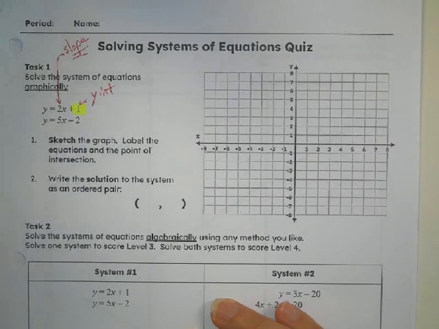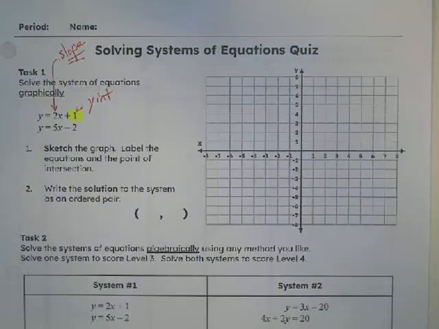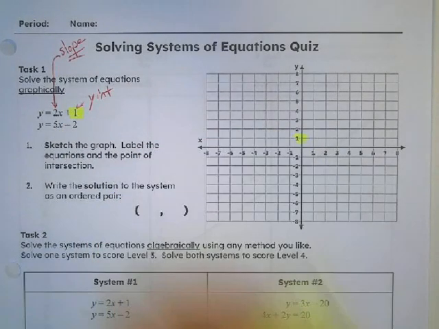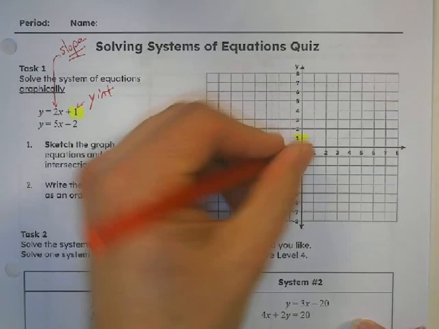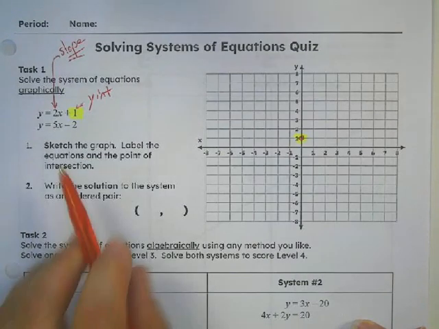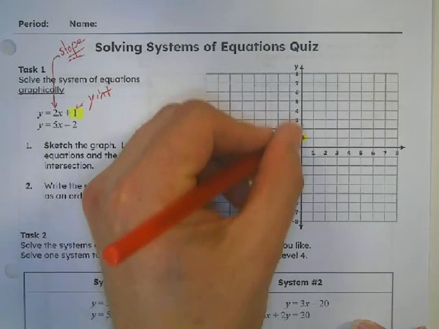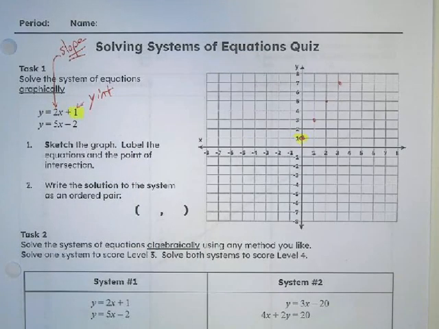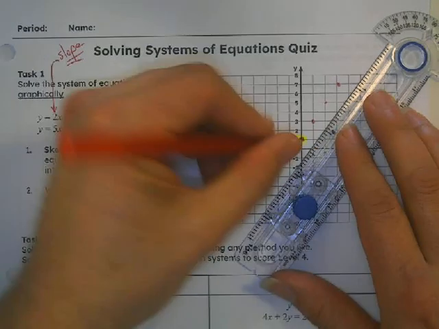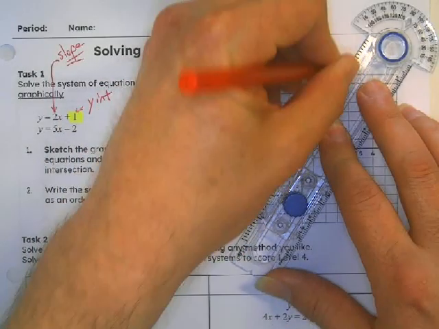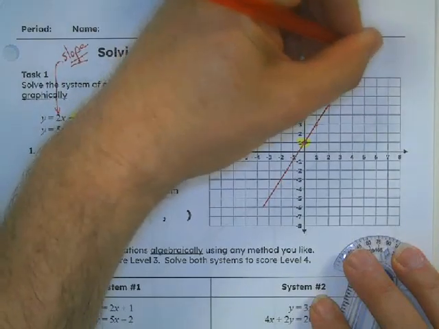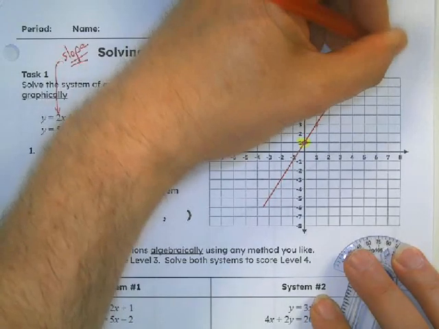The y-intercept is where it crosses the y-axis. So here it crosses the y-axis at 1, and I'm going to put a dot right there. Now my slope is 2, so I'm going to go up 2 over 1, up 2 over 1, up 2 over 1. Then I get to draw a line. So this is the equation y equals 2x plus 1.